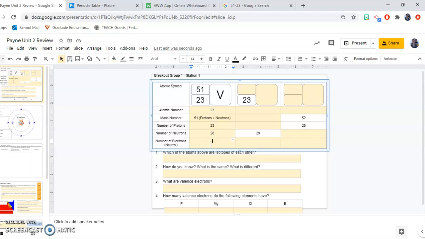And of course, for the number of electrons, if we're in a neutral atom, we know that no matter what, the number of electrons has to equal the number of protons. So that is a give me. It has to be 23 because we have 23 positive charges from the protons and 23 negative charges from the electrons. Put those together and they balance out to a 0 net charge.